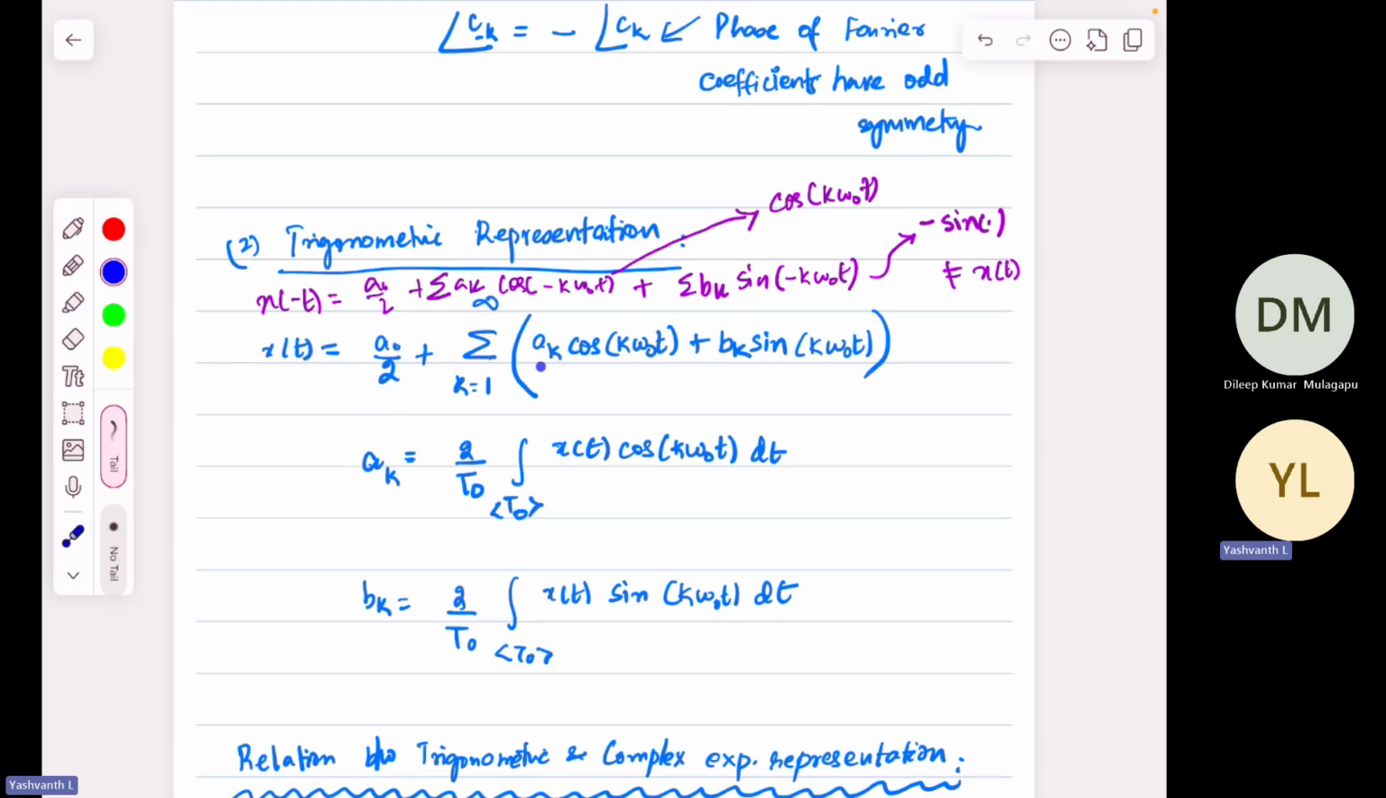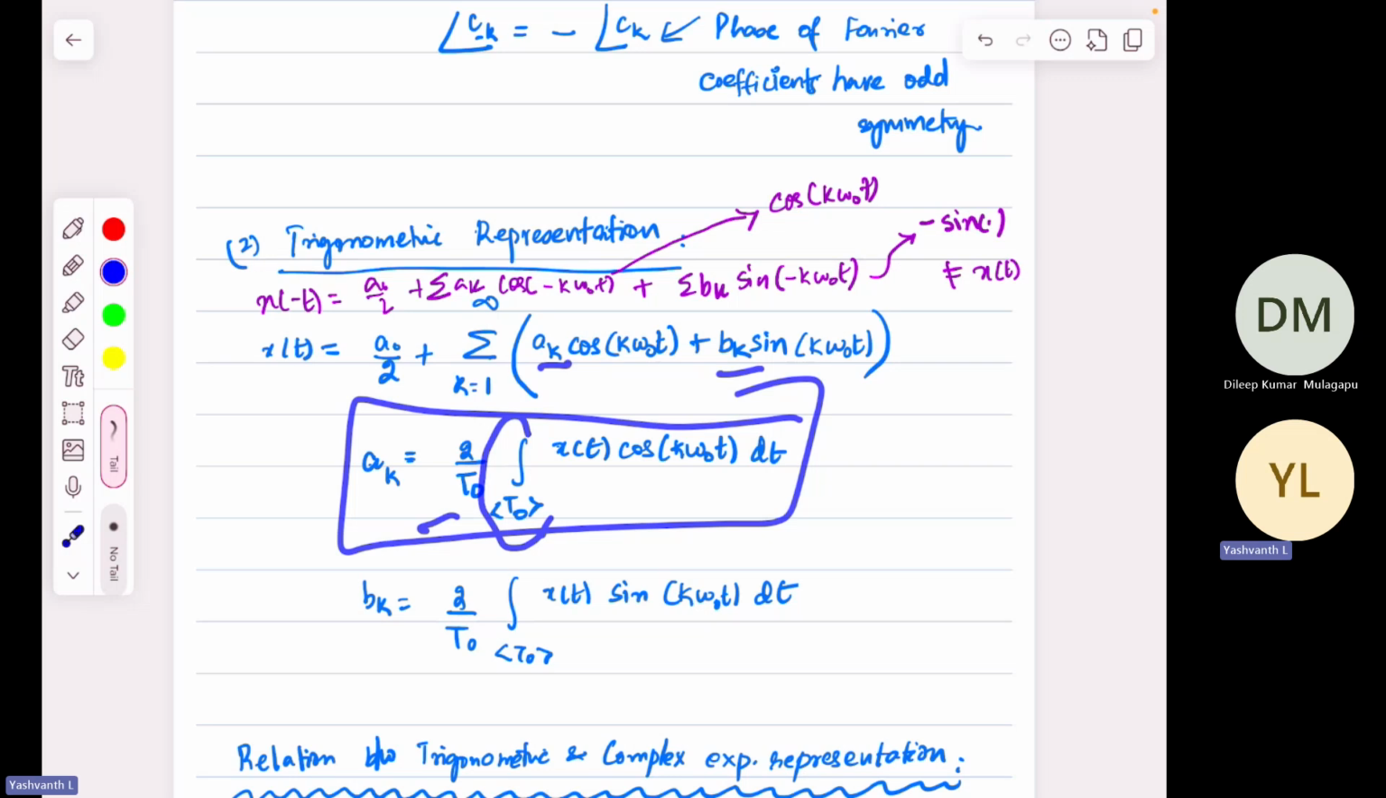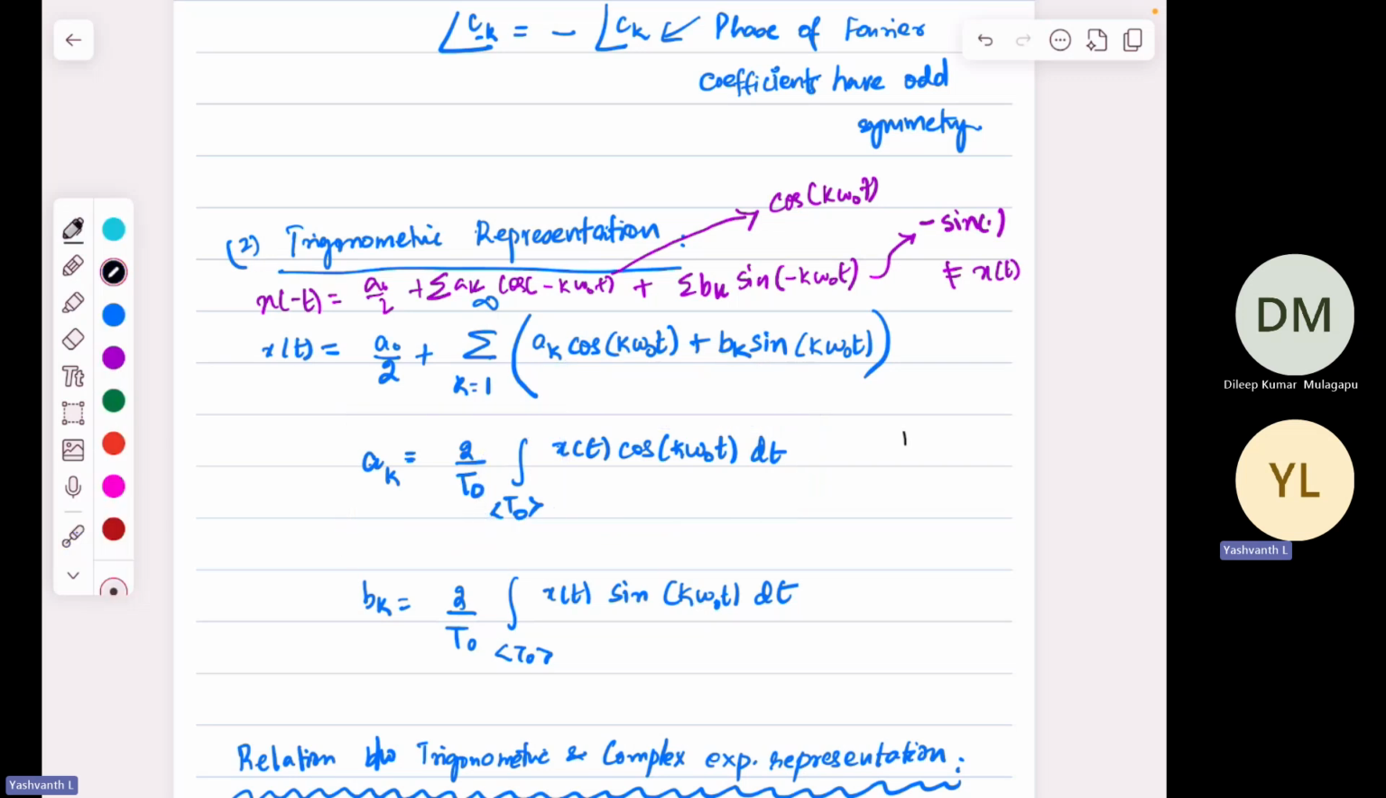Okay, now where ak and bk are given by this integral here, ak is equal to 2 by t naught integral over one time period. So for example, if I say the notation integral and underscore, this means I'm integrating, for example, from any time over one period, for example t minus t1 to t minus t1 plus t naught, or I can just simply write it as from any t naught to t naught plus t naught, or I can simply say 0 to t naught.